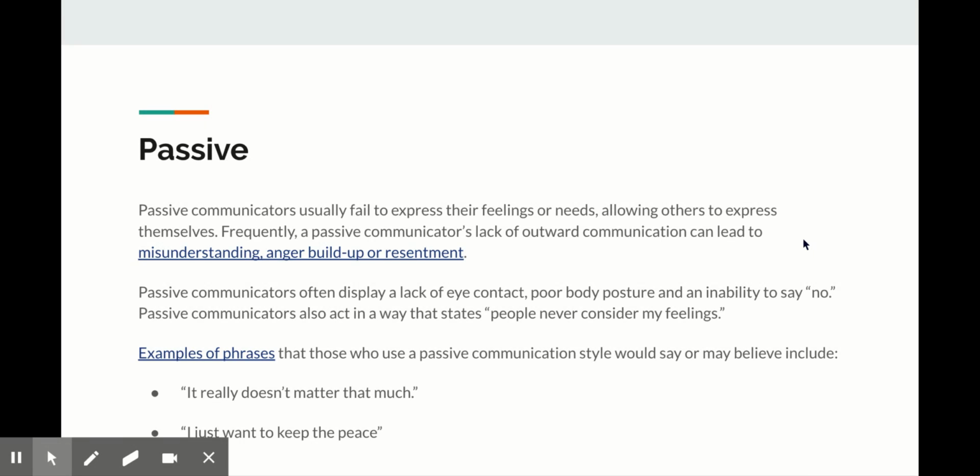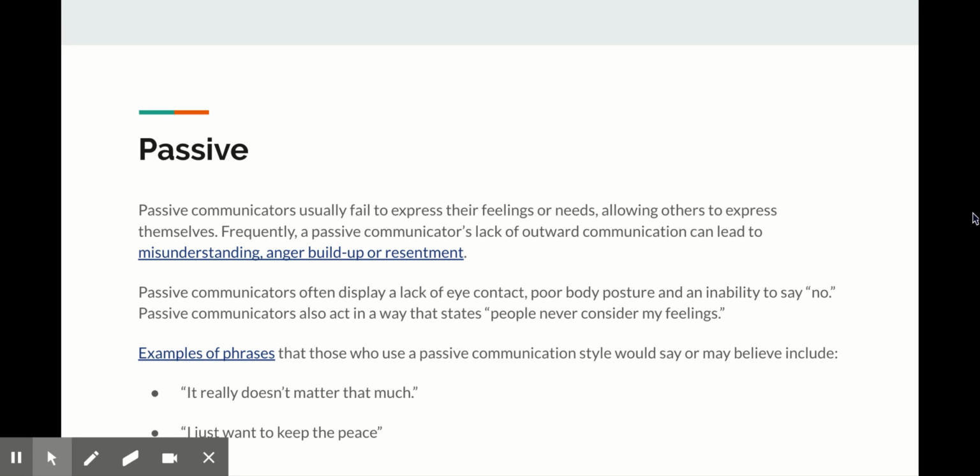All right. Okay, so passive communicators usually fail to express their feelings or their needs. They allow others to express themselves, but again, they fail to express their feelings or needs. So, a lack of outward communication can lead to misunderstanding, anger, buildup, or resentment because, again, they're not expressing how they feel, but instead they allow others to share what's on their mind and whatnot.